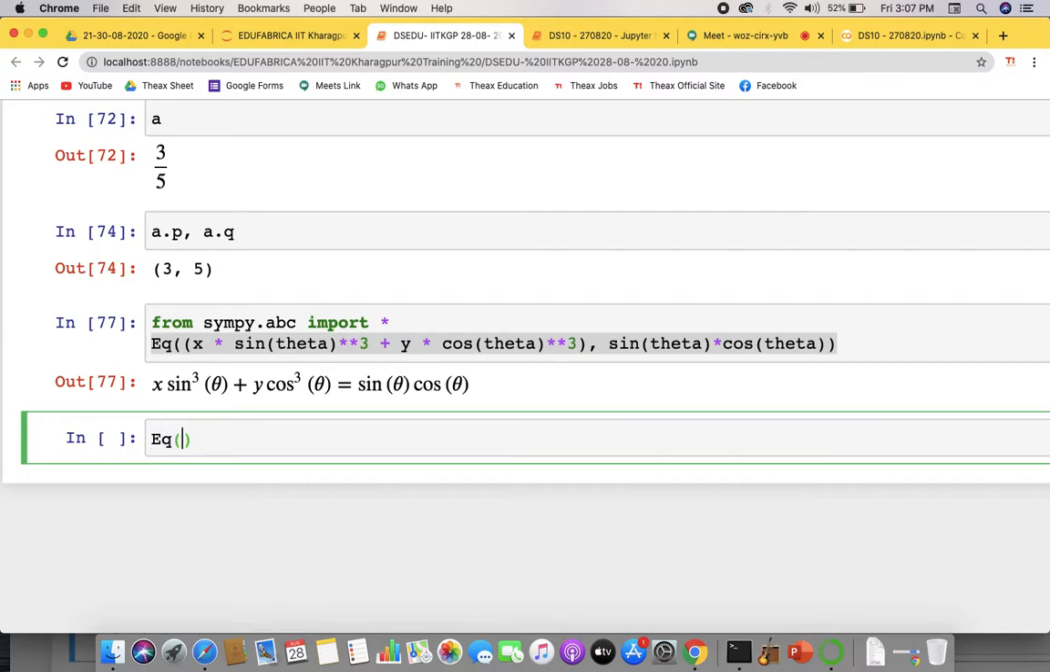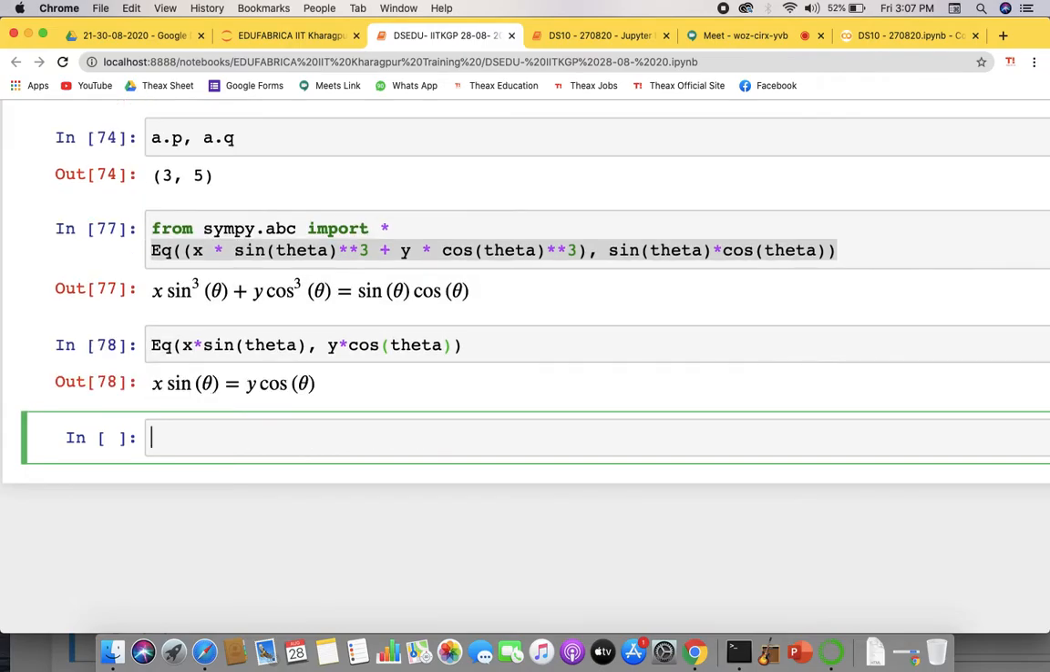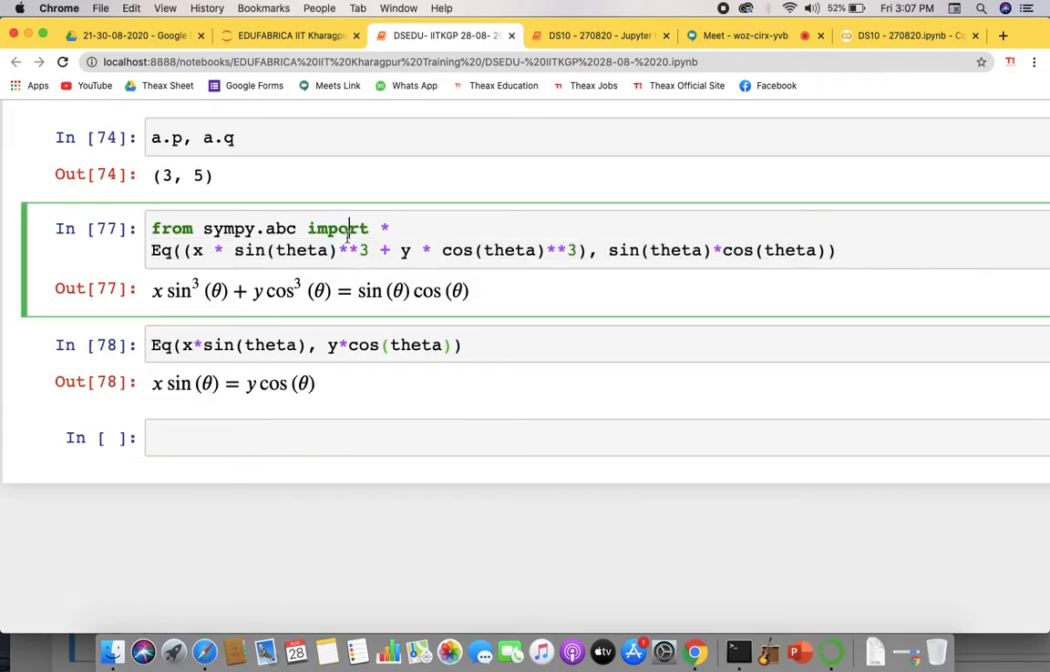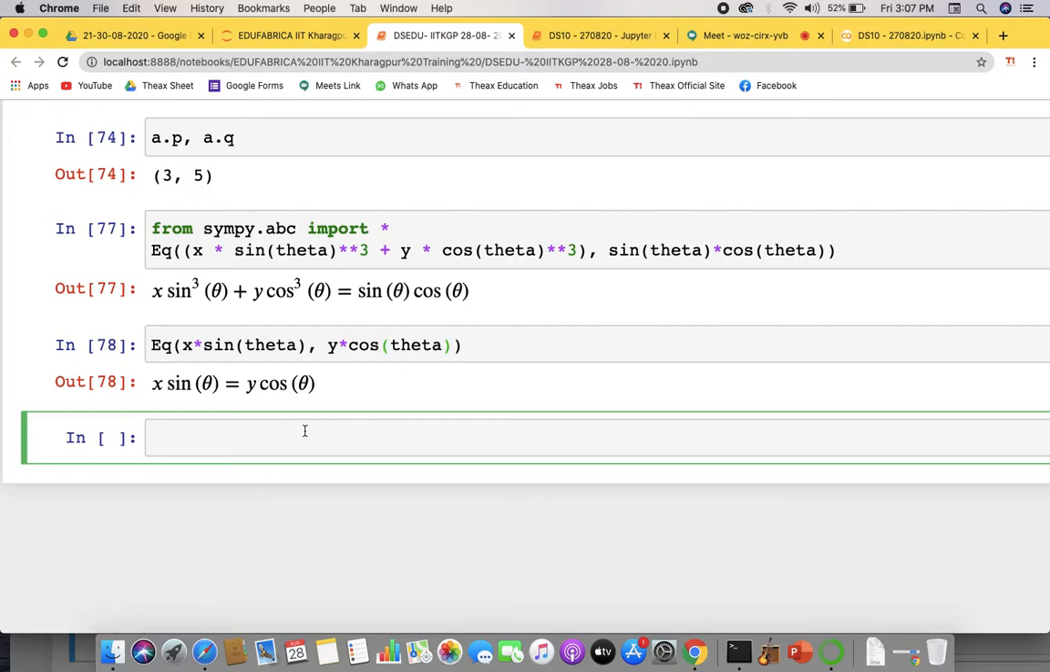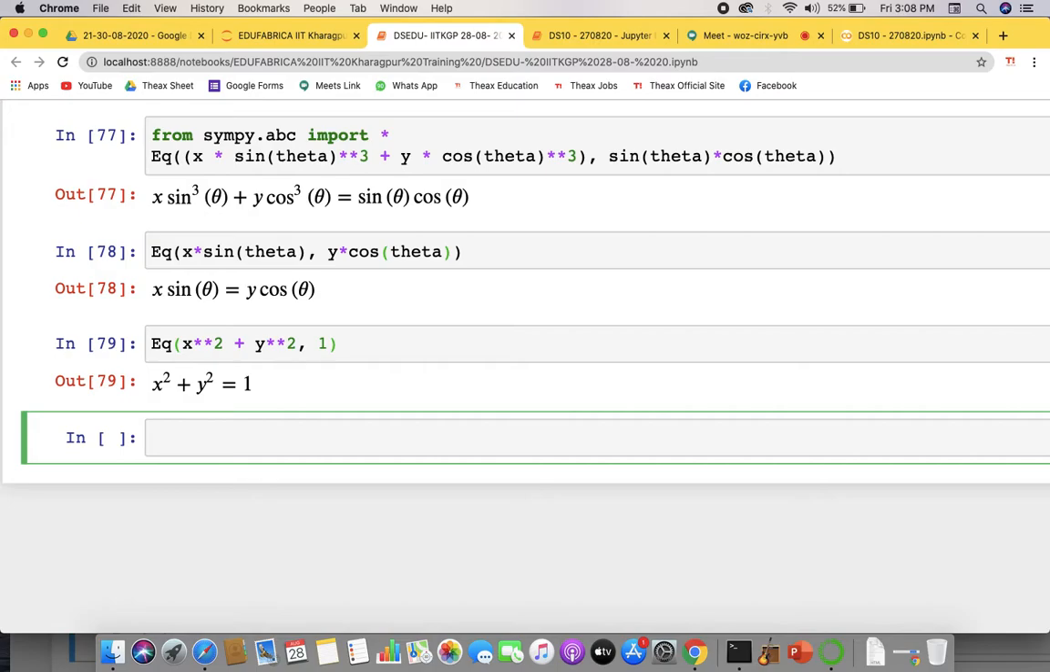The other equation says that x sine theta is equal to y cos theta. So this is another expression. You have two expressions and you need to prove that the first one is equal to 1.